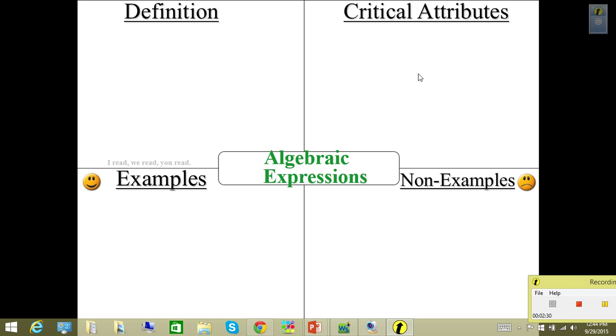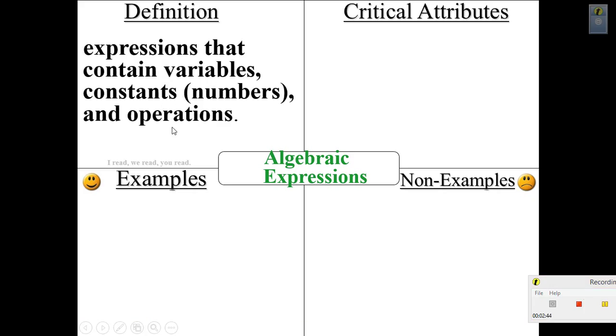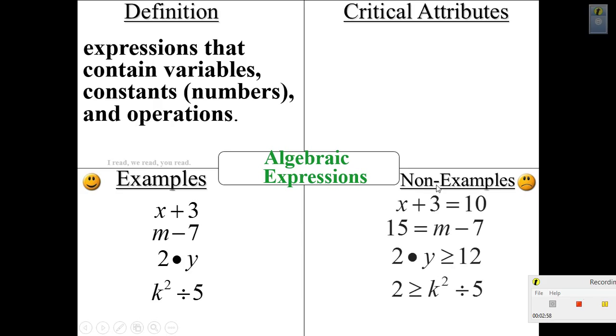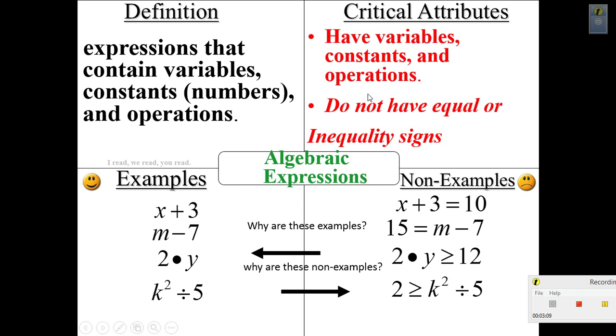Here we go. Let's see how you did with the FAIR model. Algebraic expressions are expressions that contain variables, constants, and operations. Okay? And then some examples, you should have written some examples that had operations with a variable and a number. Non-examples, you probably wrote an equation and an inequality. You don't have to write all of these, but at least one of each or something like that. And the critical attributes were that they need to contain what? Variables, numbers, or constants, and operations, no equal signs or inequality signs.